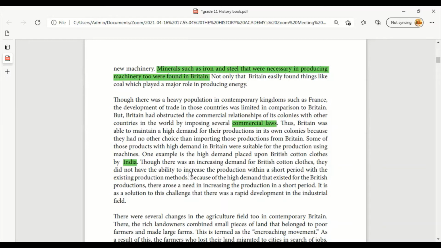As a result of that, the industrial revolution occurred, introducing a huge number of machines. Because of the high demand for Britain's products, there arose a need to increase production, right? So the fifth reason is commercial laws. There was a demand for British products in the other colonies and countries, so the British had to increase their production to meet the demand.